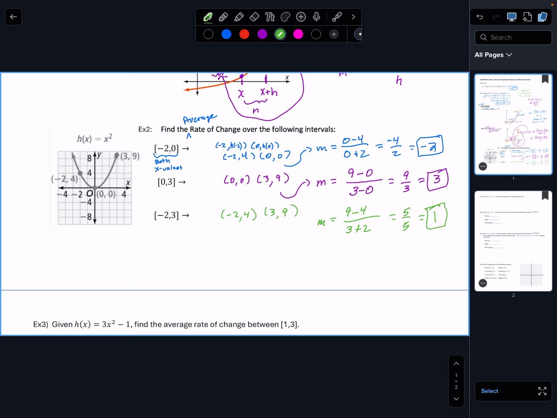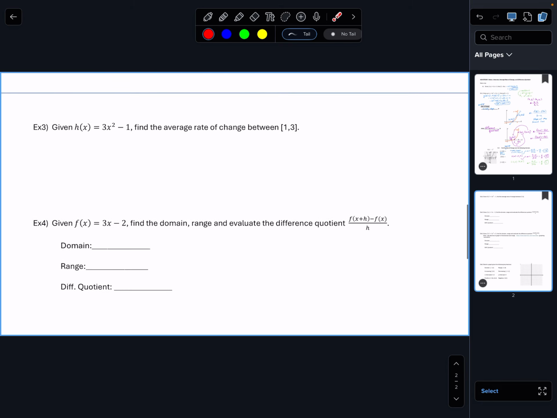So average rate of change, you're going to show me the two ordered pairs you're using. You're going to show substitution into slope. You are going to label it as m equals and simplify and box your answers. All right, backside. They want the average rate of change.